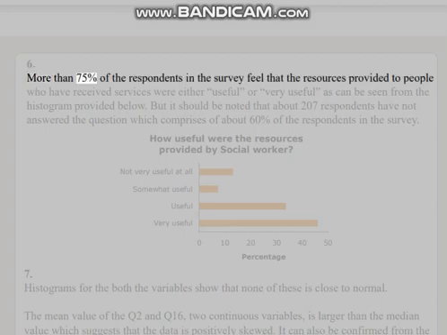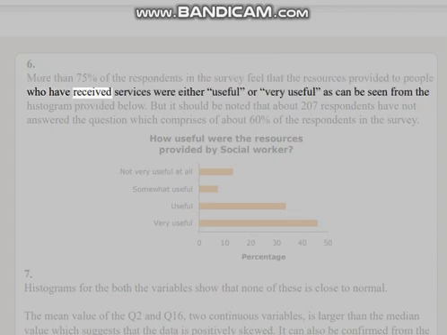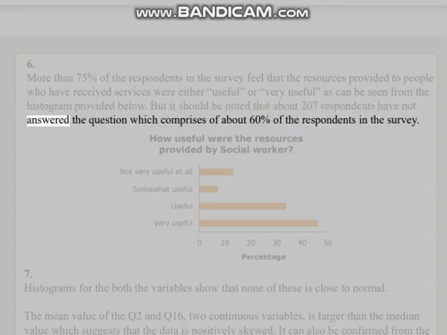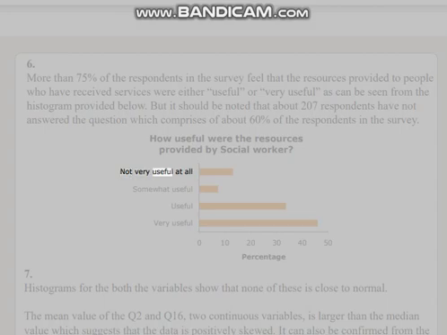6. More than 75% of the respondents in the survey feel that the resources provided to people who have received services were either useful or very useful, as can be seen from the histogram provided below. But it should be noted that about 207 respondents have not answered the question, which comprises about 60% of the respondents in the survey. The histogram shows the categories: very useful, useful, somewhat useful, not useful at all, for how useful were the resources provided by the social worker, by percentage.